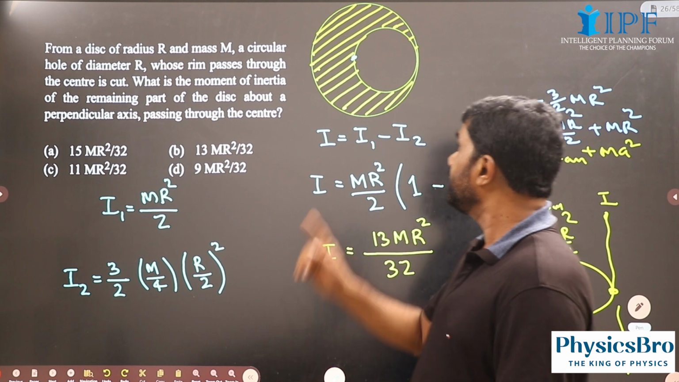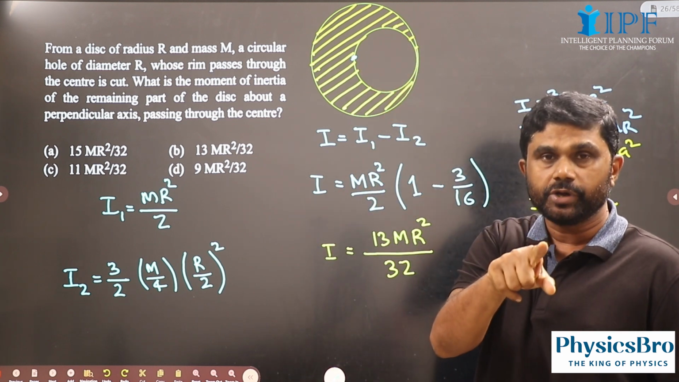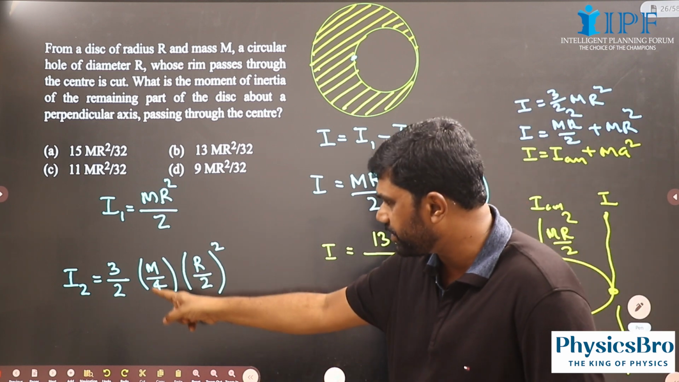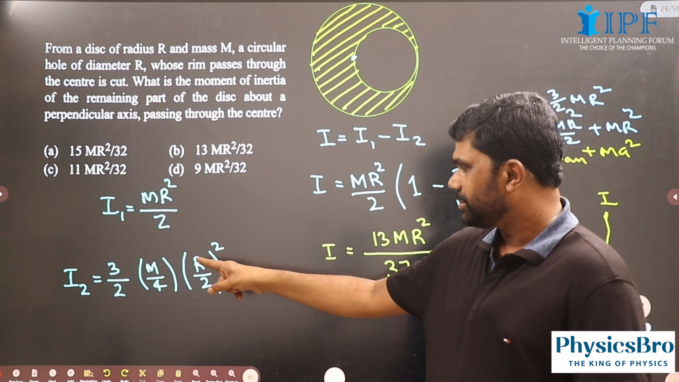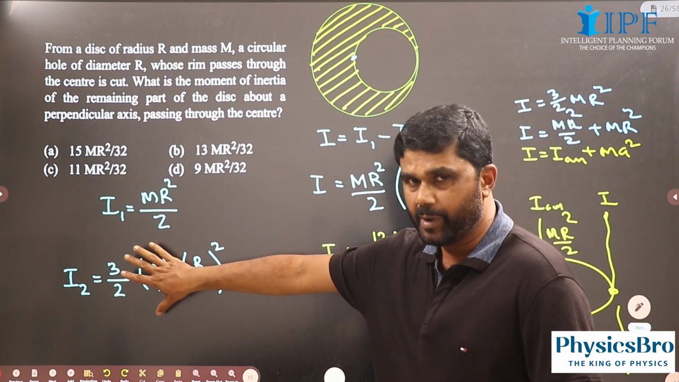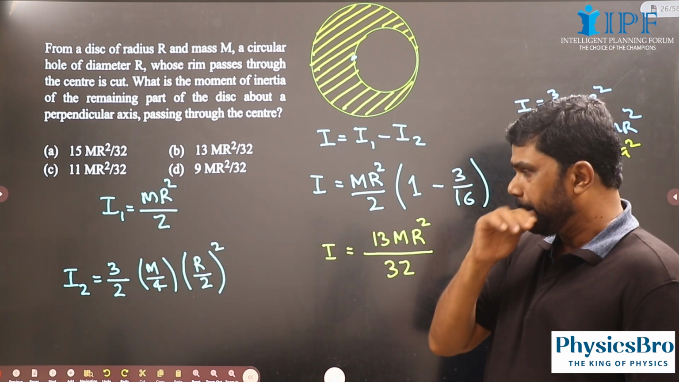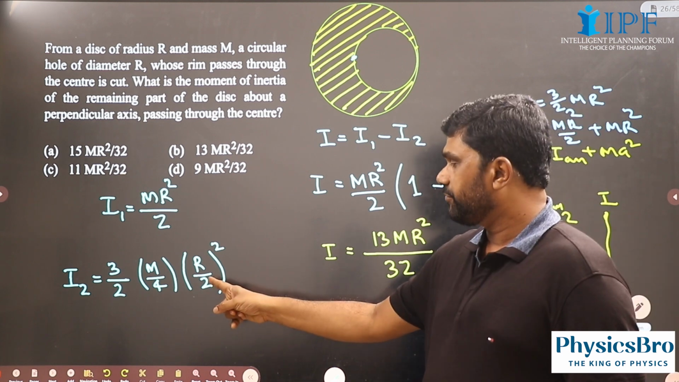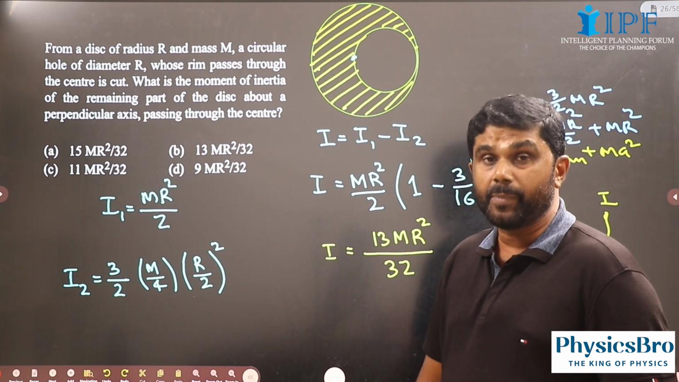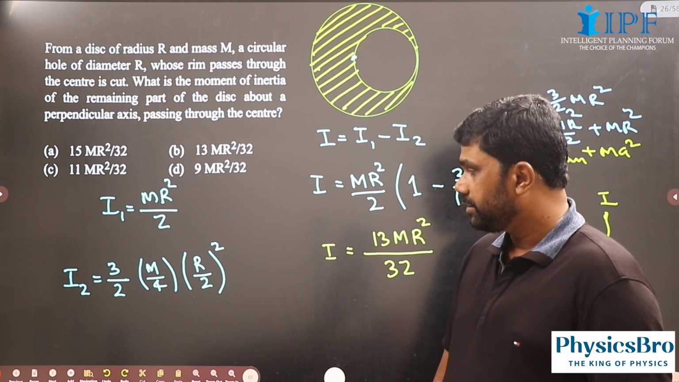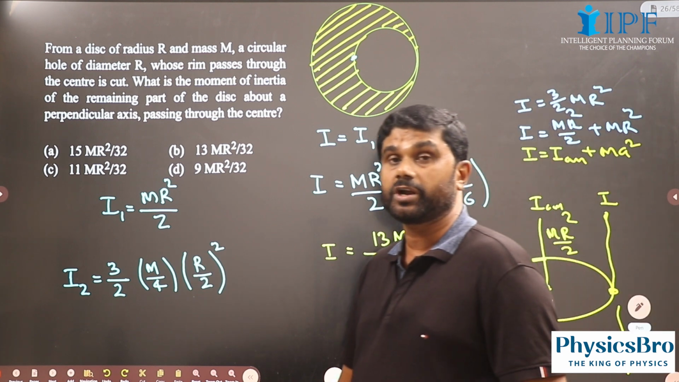Now, but here the removed disk is of mass M by 4. So in 3 by 2 MR square, instead of M we have to put M by 4, and the radius is R by 2, not R. So for radius we have to put R by 2. Here we have R by 2 whole square, which means R square by 4, into M by 4, that is MR square by 16. So 3 MR square by 32.